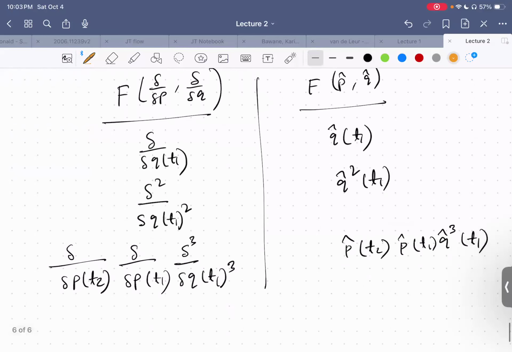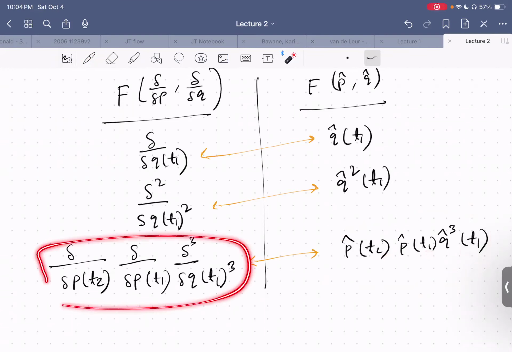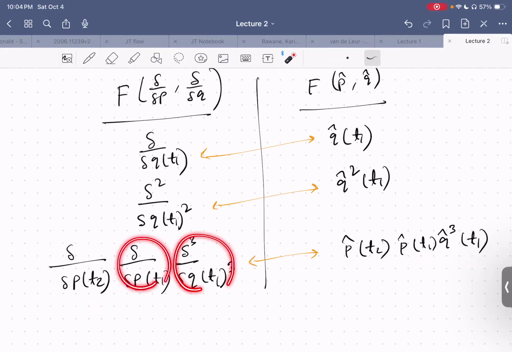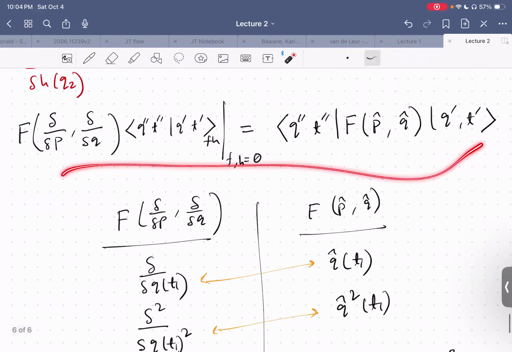So this is what I mean. Take any operator that you want, built out of p and q at different times. And on this side, replace each operator with the corresponding functional derivative. All of these derivatives will act on this object with f and h. And after taking the derivatives, set f and h to 0. And that will give you the transition amplitude that you really want. Okay. So this is an important formula that we will come back to again. So let's make sure that this is clear. So yeah, if you have any question, please ask.